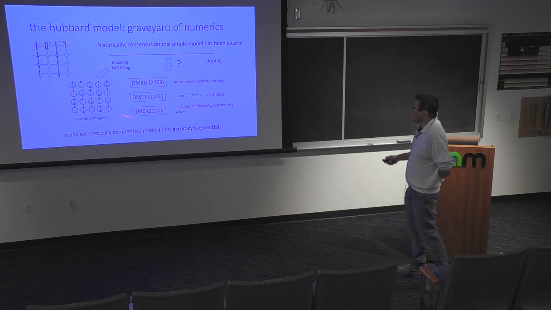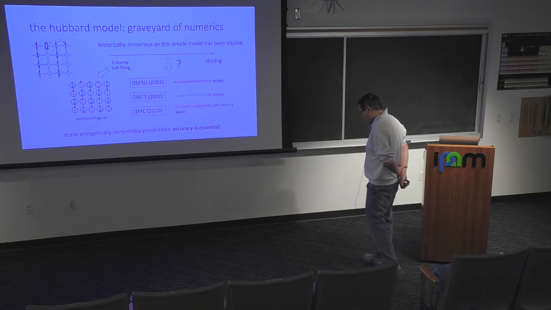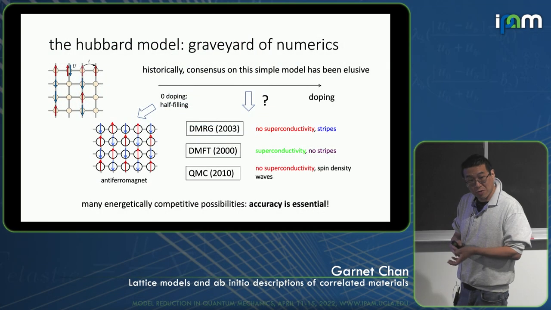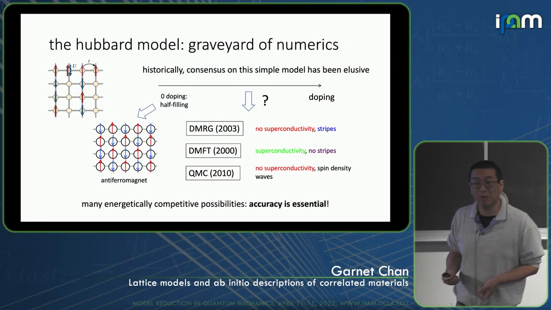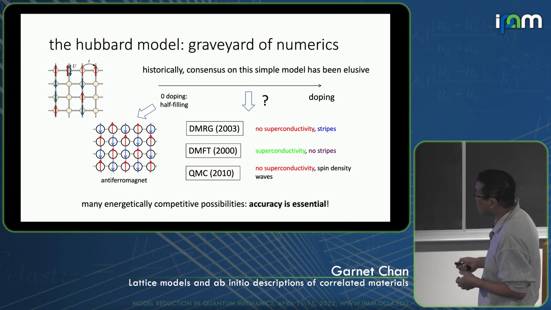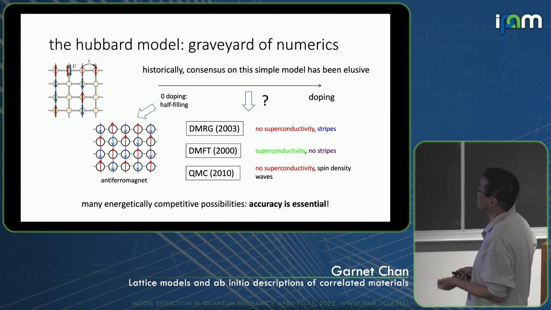Okay, so you'll notice these are now not so recent references. And the fact is that in the last decade or so, improvements in algorithms and in implementations and so on and so forth have meant that the situation is beginning to change. And in fact, the accuracy that one requires to resolve the differences between states is becoming possible to achieve with different methods.